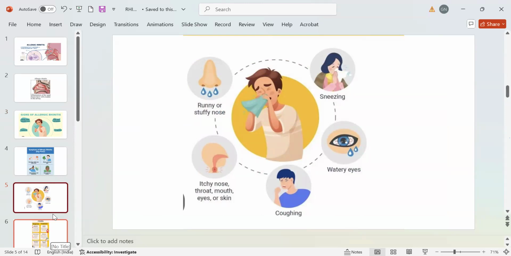Some patient will feel tiredness, sore throat from mucus, because the mucus is dripping down the throat. So the patient will complain of sore throat also. Wheezing, coughing, breathing trouble can also be there because of this rhinitis.